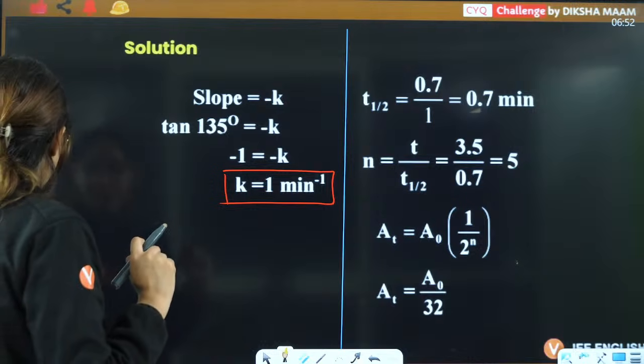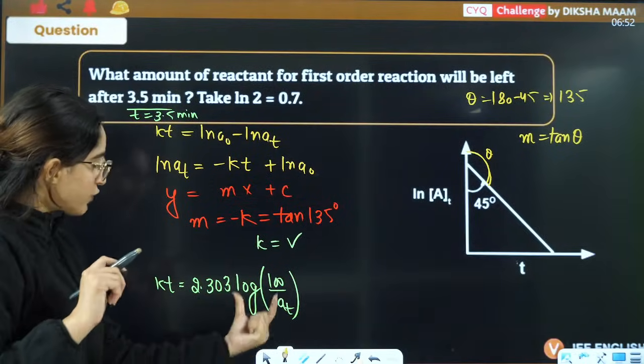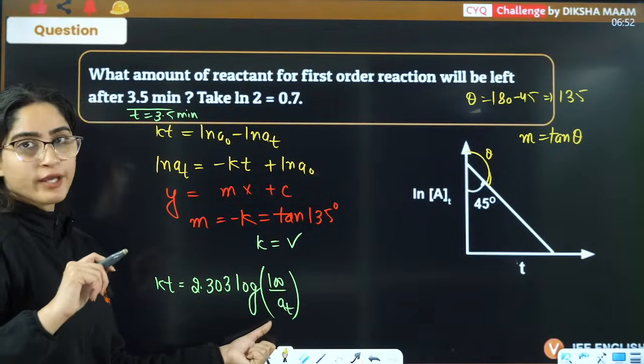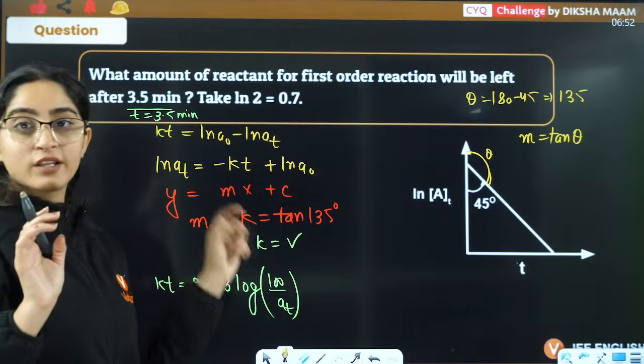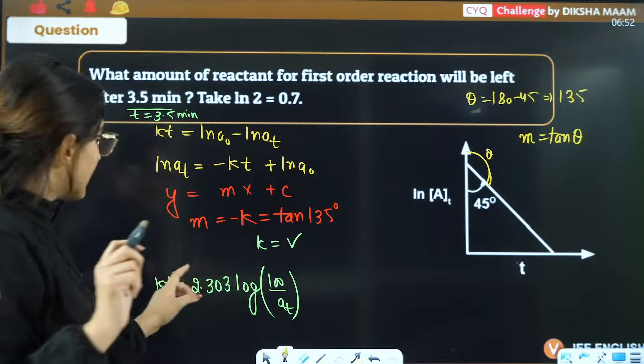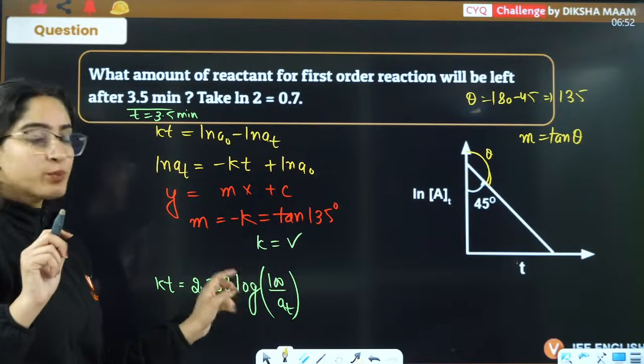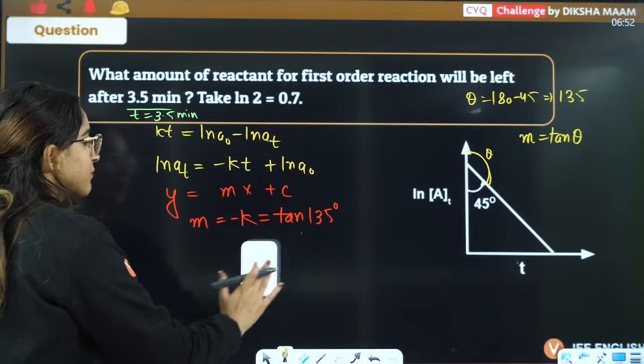This is a better way because in the end, here what will happen? You will have to take anti-log here. It's not that you will calculate it wrong here. This is also right, but here you will have to take anti-log. So that is, in fact, a better method.